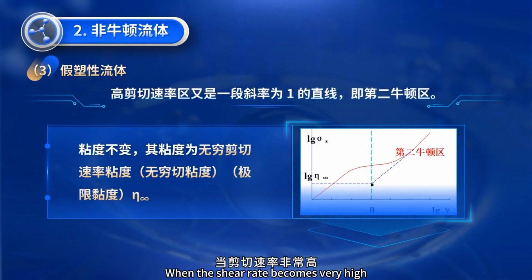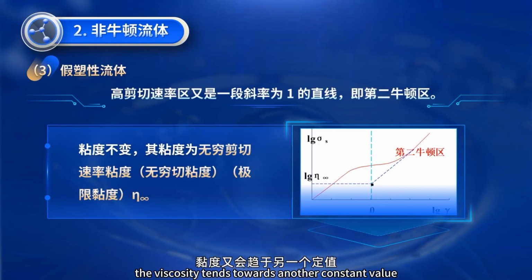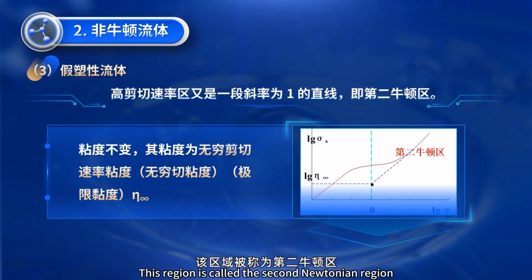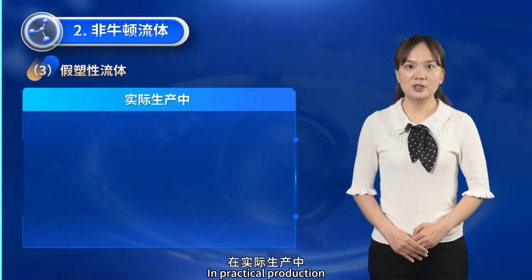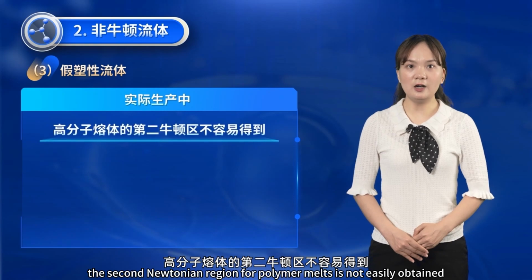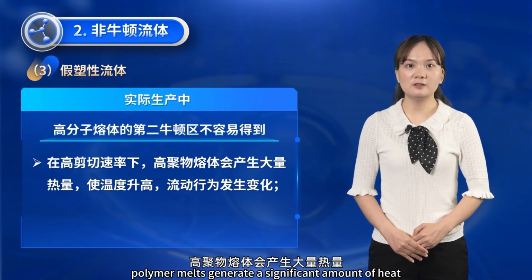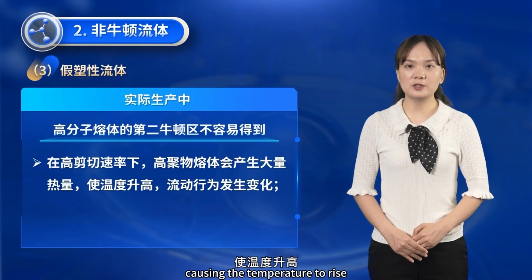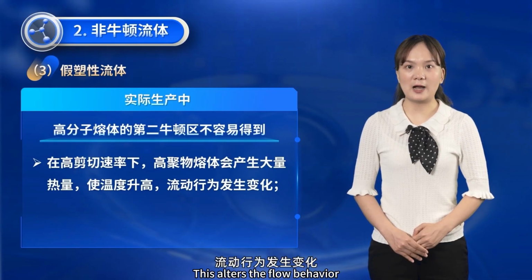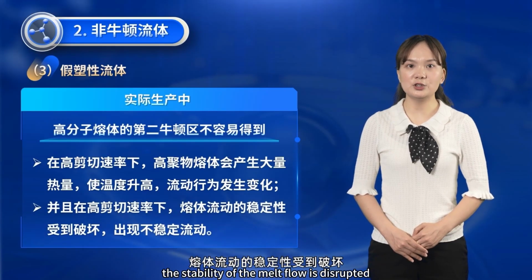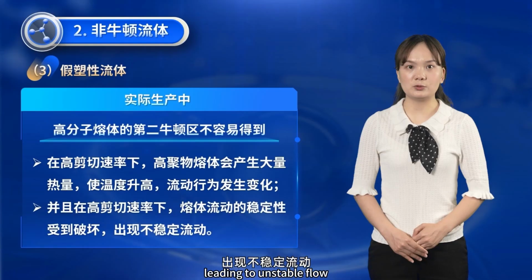When the shear rate becomes very high, the viscosity tends towards another constant value, known as the infinite shear viscosity. This region is called the second Newtonian region. In practical production, the second Newtonian region for polymer melts is not easily obtained. This is because at high shear rates, polymer melts generate a significant amount of heat, causing the temperature to rise. This alters the flow behavior. Furthermore, at high shear rates, the stability of the melt flow is disrupted, leading to unstable flow.